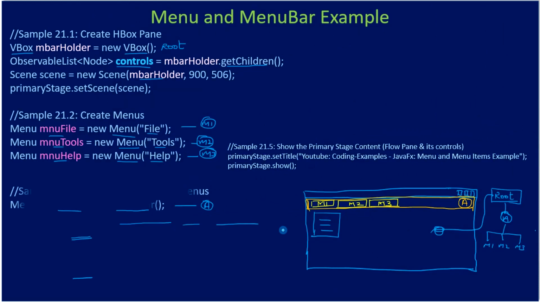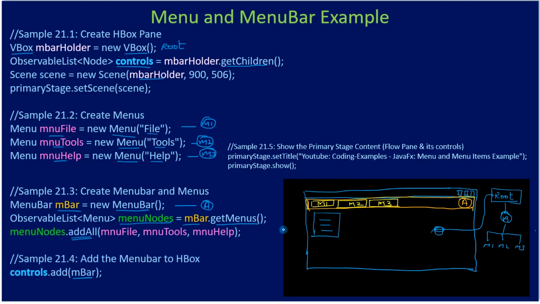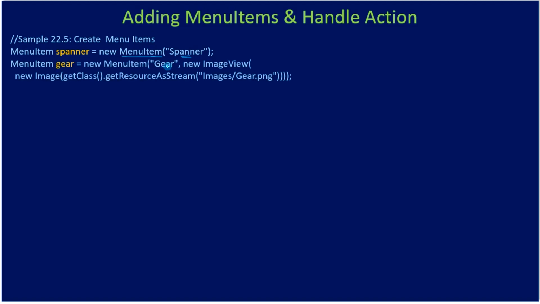So in the previous video, we added 3 menus to the menu bar. Now we will add menu items as well as see how to handle the event. So here, if you see, the instance we are creating is the menu item, and here we are giving the caption spanner. Then here we are creating one more menu item, caption is gear, and here we are constructing the icon.